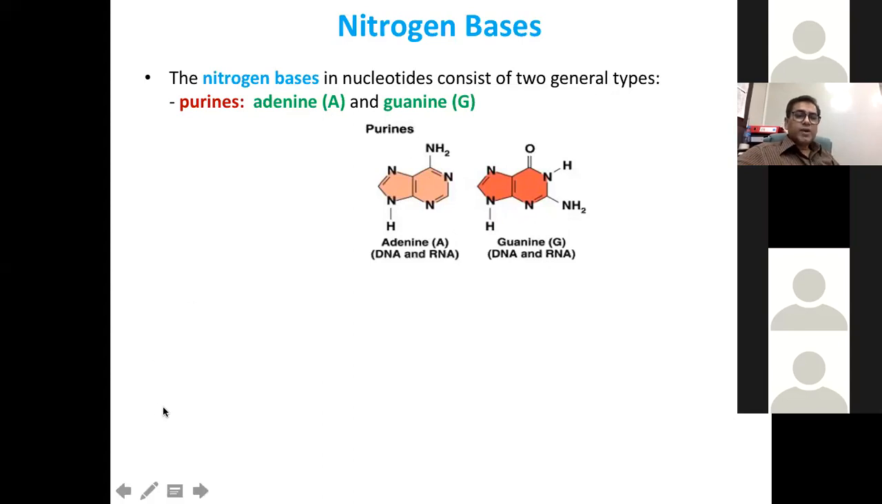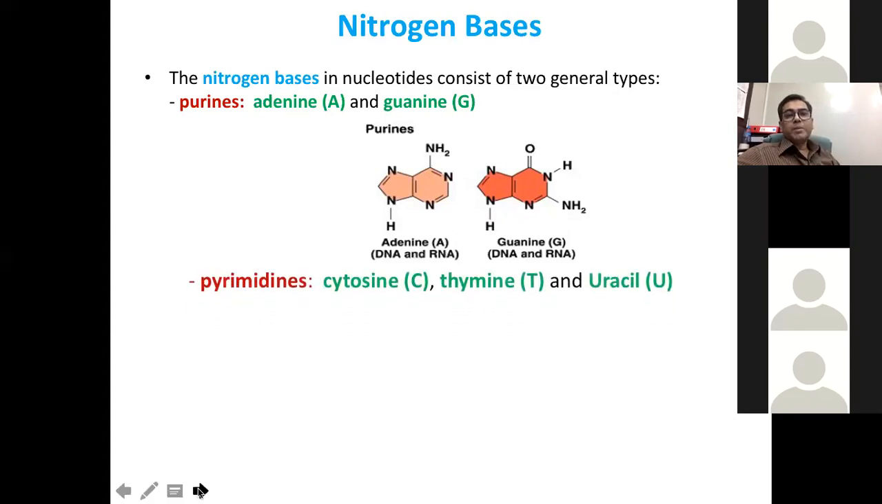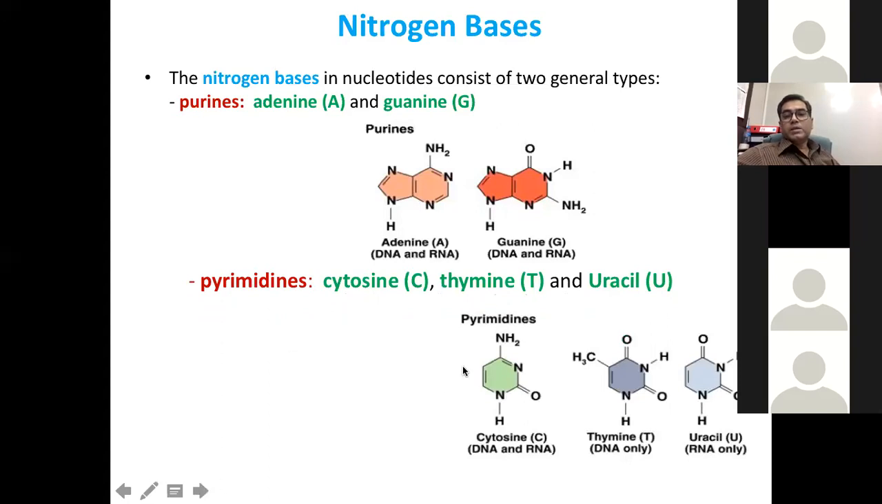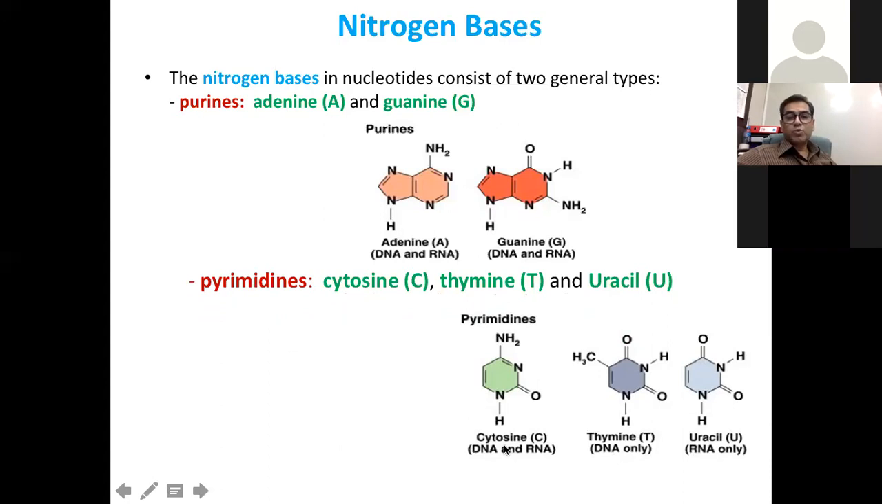The other set of nitrogenous bases that we have are the pyrimidines. We have three types of pyrimidine bases, which are cytosine, thymine, and uracil. And these pyrimidines are actually single ring structures, and also notice the position of NH2 over here, and oxygen over here. But one thing to remember is that in the case of pyrimidines, cytosine is present in both DNA and RNA. Cytosine is present in both.